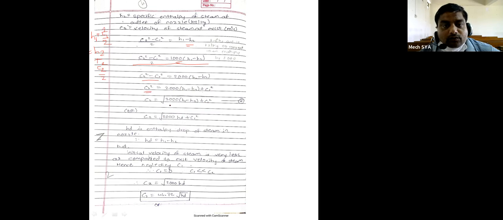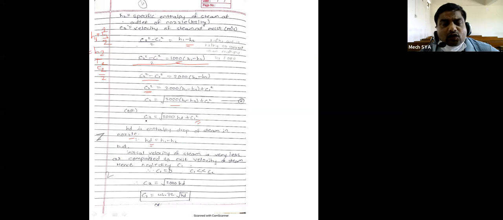And therefore, 2000 into HD. So H1 minus H2 we can also call the enthalpy drop of steam in nozzle, that is HD, equal to H1 minus H2. So therefore, C2 is square root of 2000 into HD plus C1 square. If C1 is not given numerically, then the initial velocity of steam is very less.